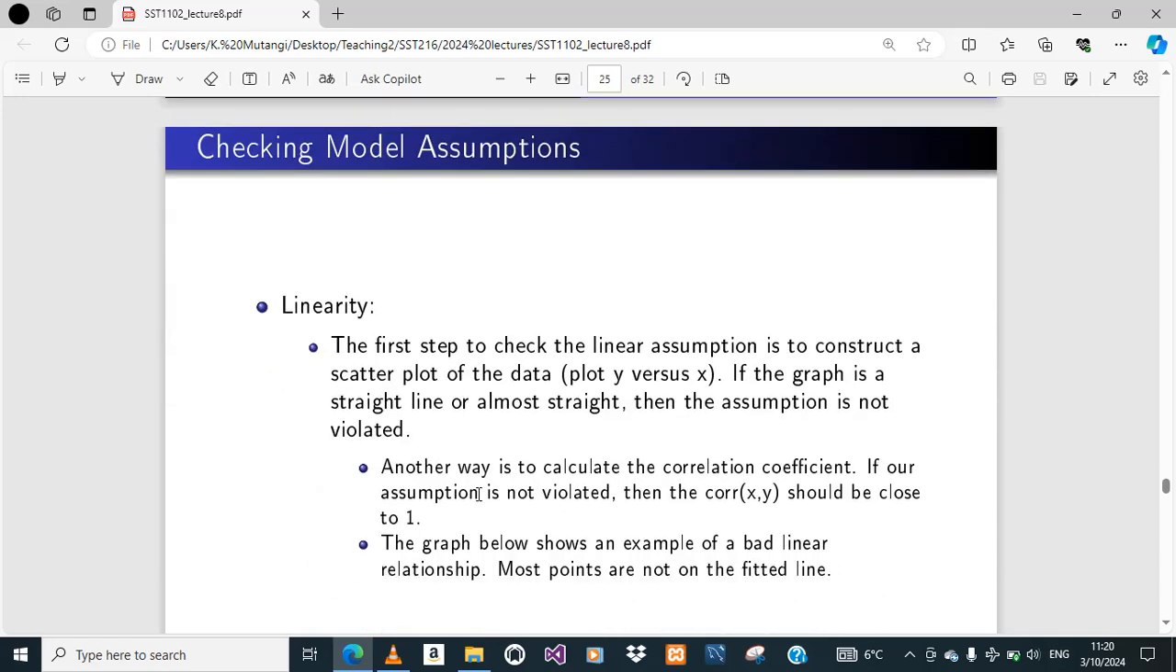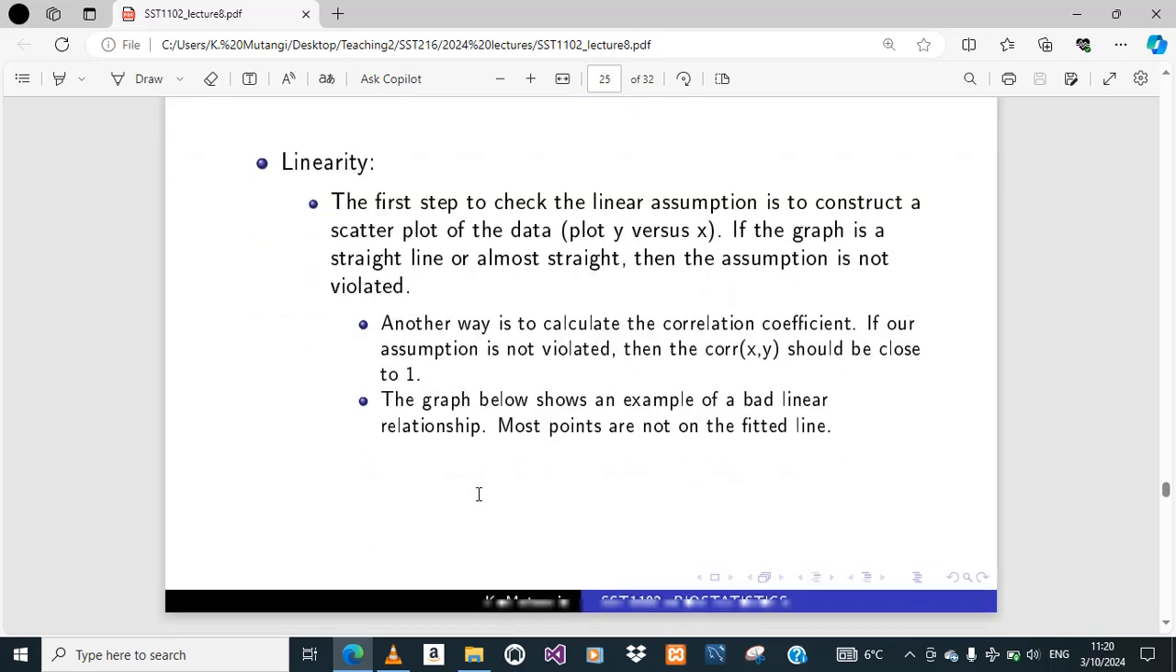Now, how do we check the model assumptions which we discussed in part 1? The first step to check the linear assumption is to construct a scatter plot of the data. In this case, we are checking linearity between y versus x. If the graph is a straight line or almost straight, then the assumption is not violated.